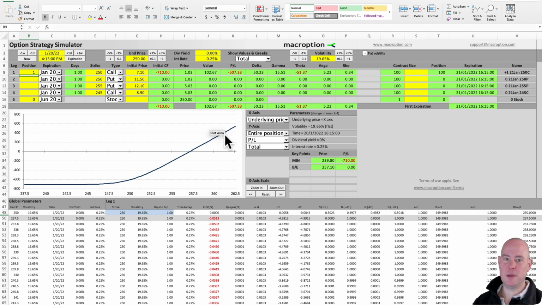What does a delta of 50 mean? It means the option is going to increase in price half as much as the underlying. If the delta was 20, it would be a 20% increase. A delta of 70 would be a 70% increase.